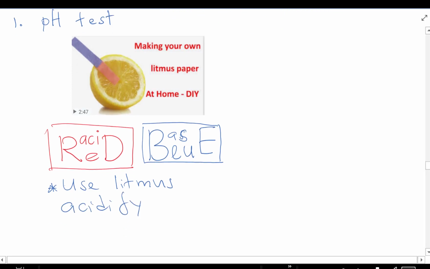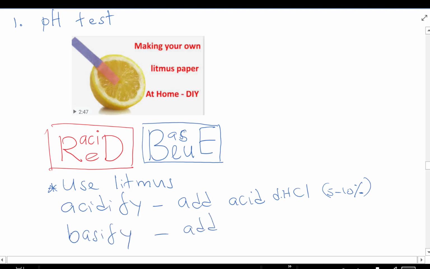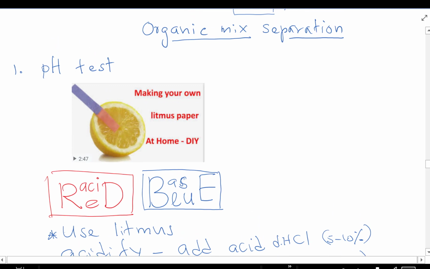correctly. Acidify means you add acid into your mixture. That's normally HCl, 5 molar, 6 molar, similar to that type of concentration. And basify means adding sodium hydroxide, again about 5 molar or 10 molar, which are given to you as solutions, as reagents.